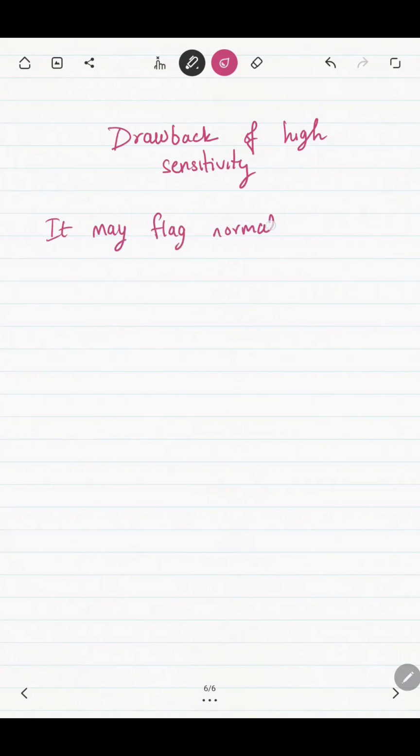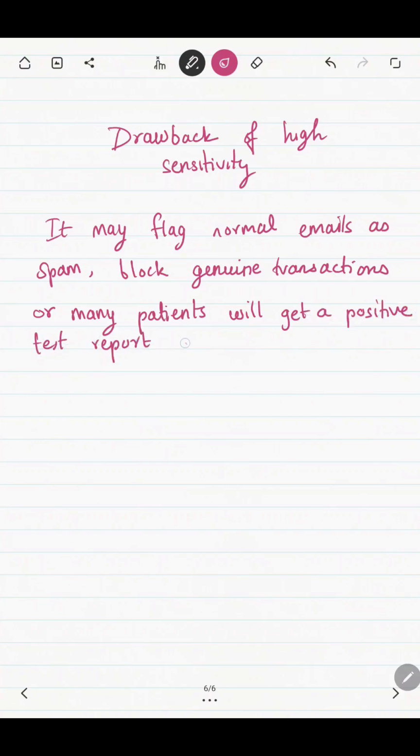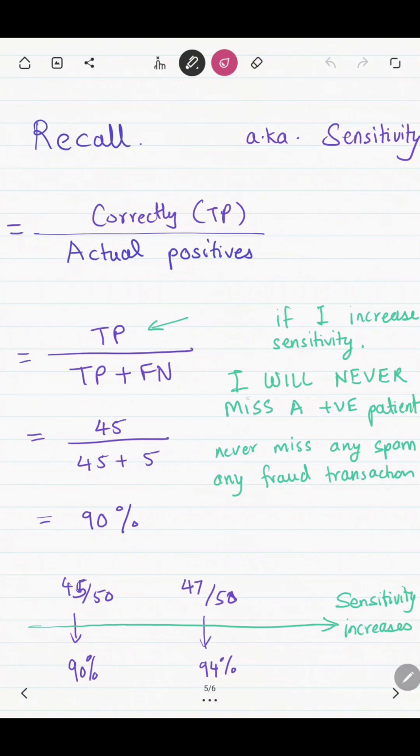The drawback is if my model is too sensitive, it is positive that many normal emails get marked as spam, or many genuine transactions will get blocked or flagged as fraud, or many people who do not have the disease will also have to go through some expensive procedure and of course the stress because they were marked as positive by the model. So that's an issue of having a highly sensitive model. But the advantage is that I will not miss any patient or anything.